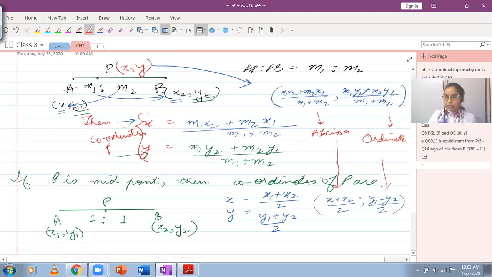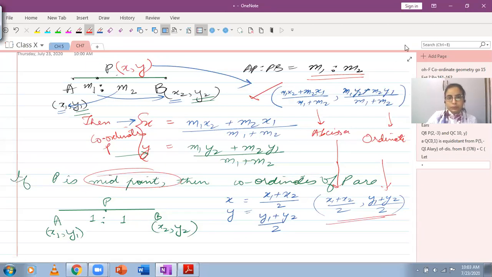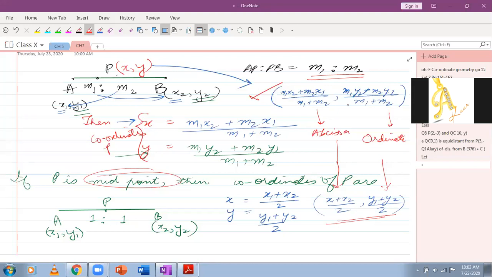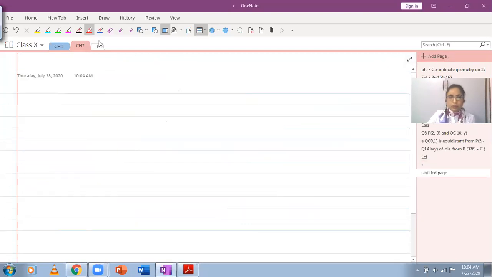There is no derivation, only application. You just have to remember that when the ratio is given, this formula with m will be used, and if the midpoint is mentioned, we will use this one. Okay, ma'am. I hope you've written this. You only have to write this: P point which divides AB in the ratio M1 is to M2. If you want, I can send notes. Yes, ma'am. Yeah, just leave one page for this. That will be sufficient. And now we are proceeding with the exercise.